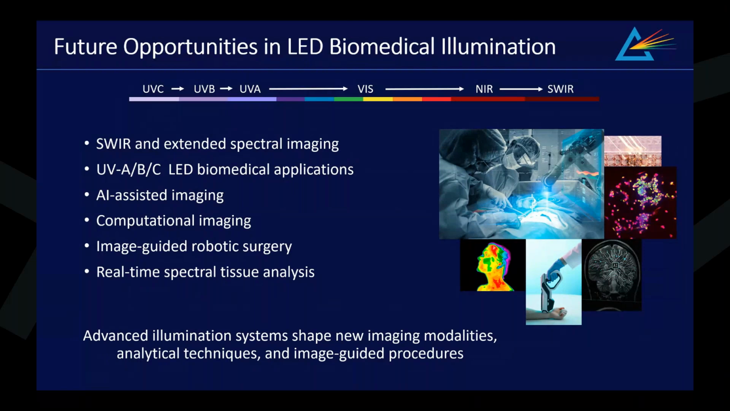Researchers are also exploring hyperspectral and multispectral imaging techniques for applications such as tissue classification, perfusion monitoring, oxygenation analysis, and tumor margin visualization. In robotic and image-guided surgery, fluorescence imaging systems are becoming more tightly integrated with navigation, visualization, and analytic imaging subsystems to support real-time surgical decision support. AI-assisted imaging and computational analysis are also increasing the importance of stable and repeatable spectral illumination conditions for quantitative image interpretation and machine learning-based tissue analysis.